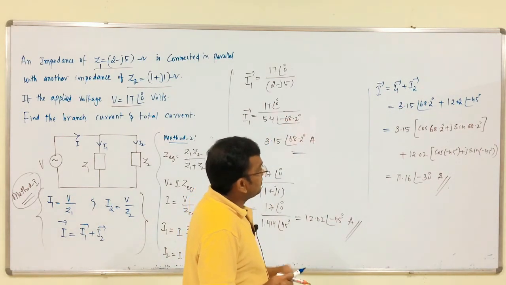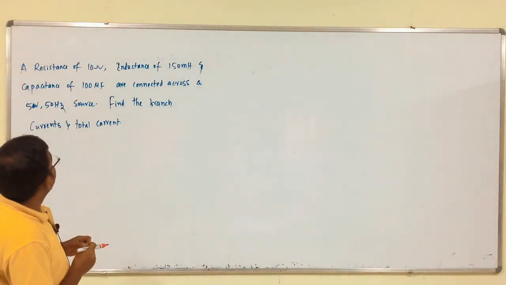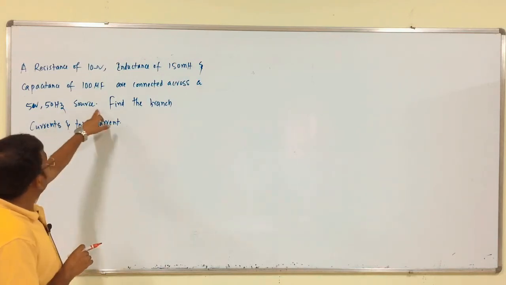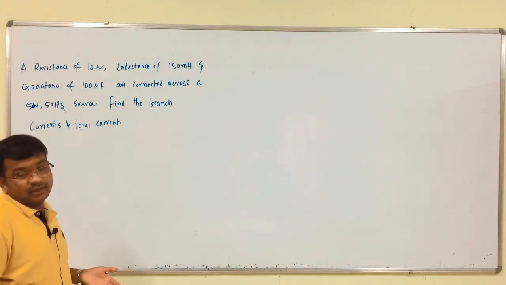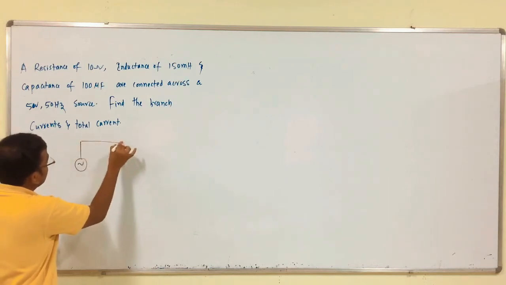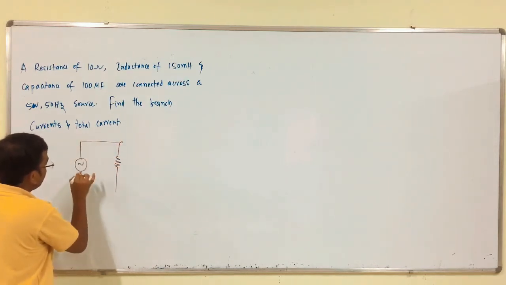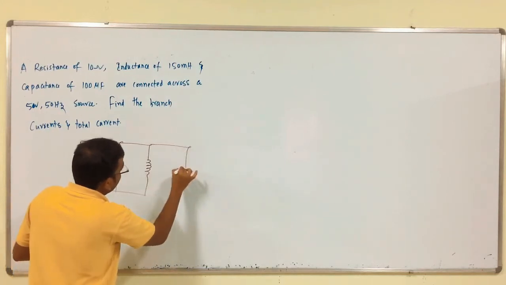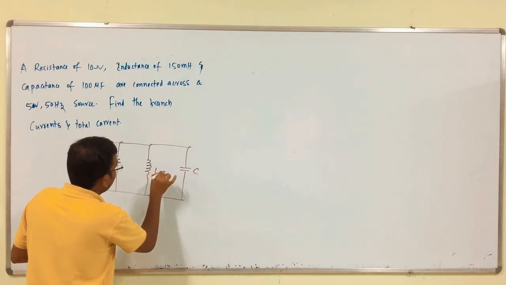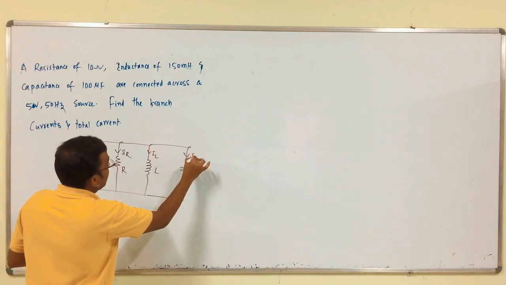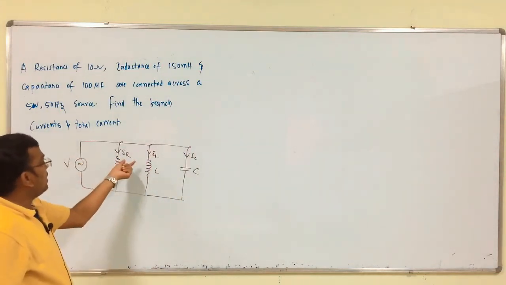Go through that. Okay. This problem: a resistance of 10 ohms, inductance of 150 millihenry, capacitance of 100 microfarad are connected across a 50 volts 50 hertz source. Find the branch currents and total currents. Simple parallel RLC circuit. That is R, L, and we have C, which is nothing but IR, IL, IC. This is voltage. We have to calculate IR, IL, IC.